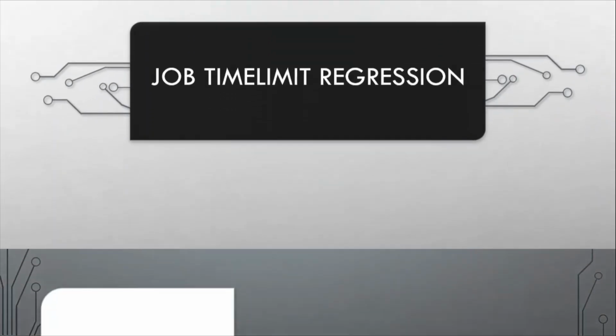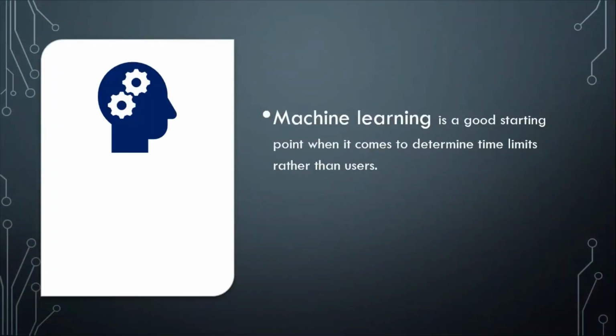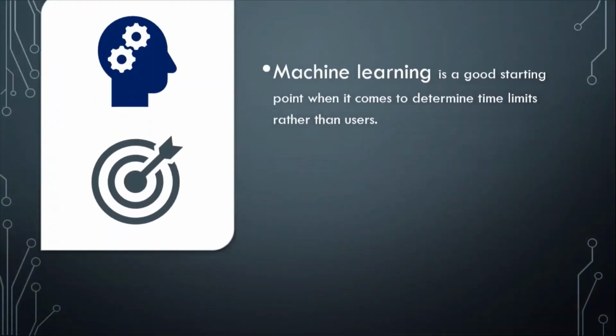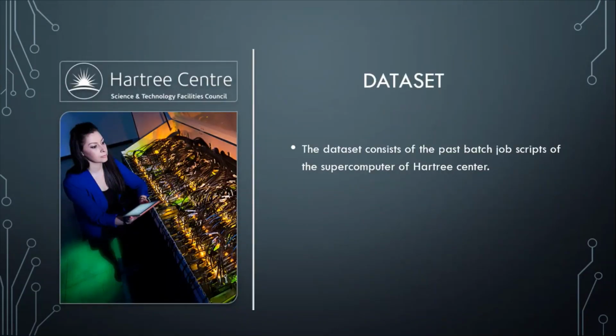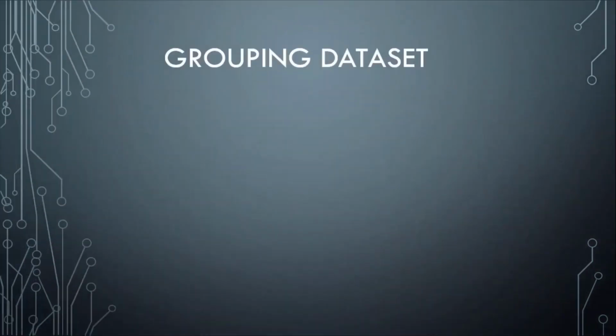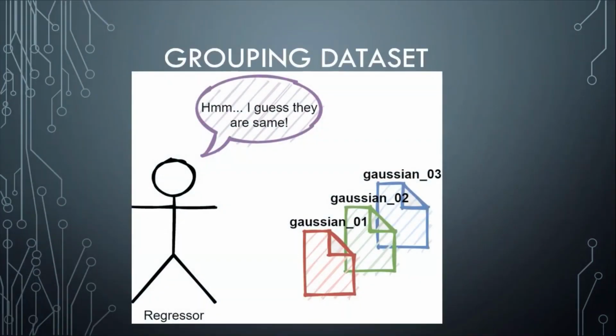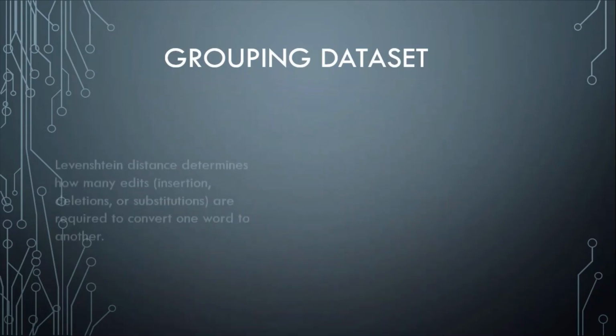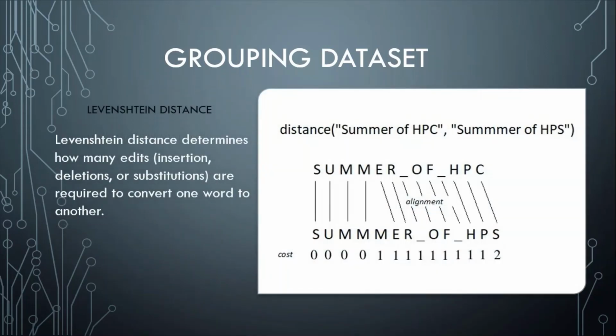Machine learning is a good starting point when it comes to determining time limits instead of users. Lots of data are required to train a good machine learning model. The dataset consists of the past batch jobs of HARTREE-Center's supercomputer. As a result of analysis, we have seen that similar jobs generally run for similar elapsed times. For this reason, we thought that grouping similar job names will make it easier to guess the time of jobs that were not in the dataset before.